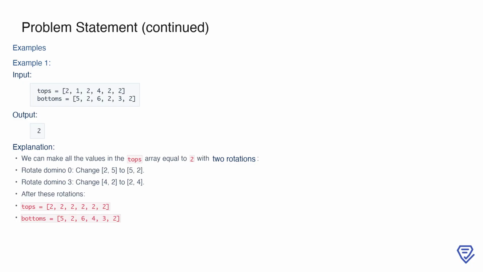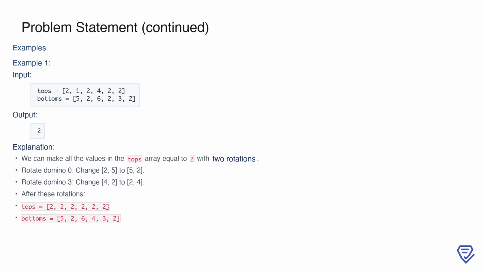Let's explore the first example to understand this problem better. We're given tops equals 2, 1, 2, 4, 2, 2, and bottoms equals 5, 2, 6, 2, 3, 2. The output is 2, meaning 2 rotations are sufficient to make all the values in the tops array equal to 2. For example, we can rotate domino 0 to change 2, 5 into 5, 2, and domino 3 to change 4, 2 into 2, 4.